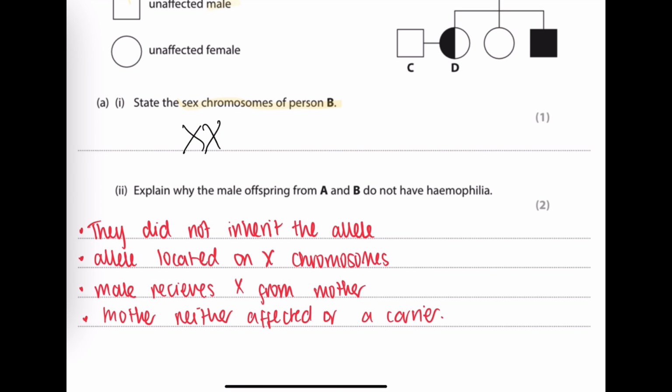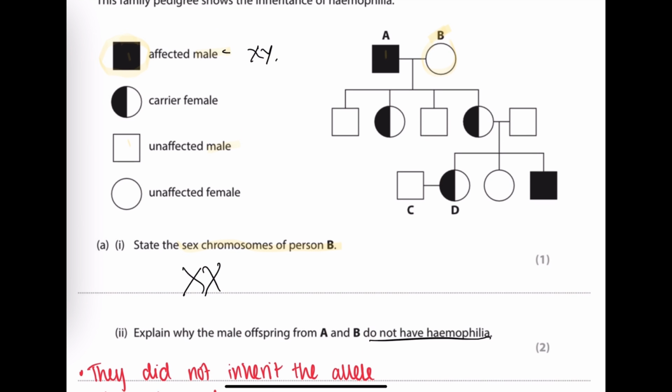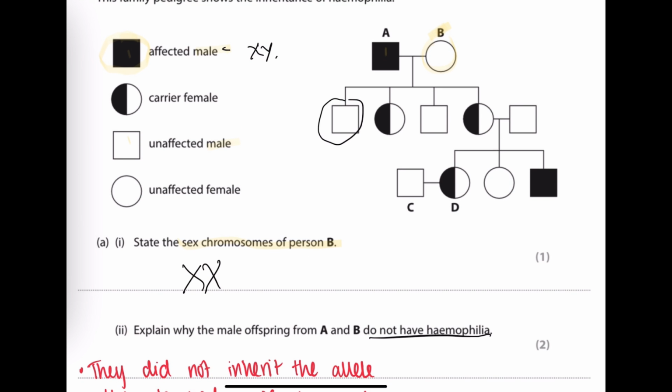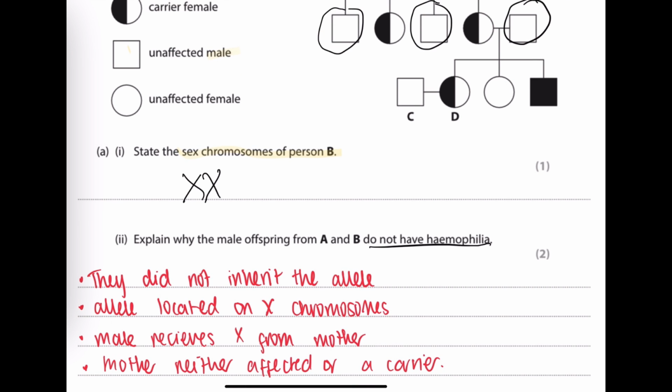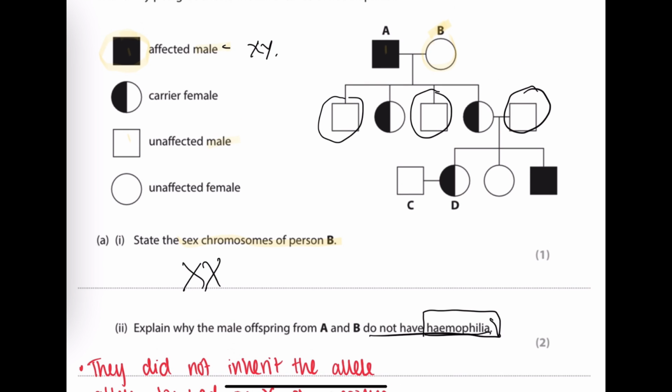Explain why the male offspring from A and B do not have hemophilia. If you look here, these are all the unaffected males. We can see that they do not inherit the allele. We'll state the obvious in the beginning. They do not inherit the hemophilia allele. They do not have it. As we can see, the affected male has X with the allele, and then the carrier is XX. However, it's never complete, there's never a full circle. So we can already detect that it is the X that carries this allele of hemophilia.